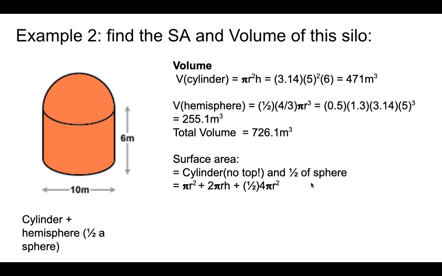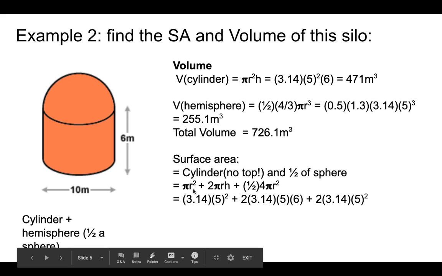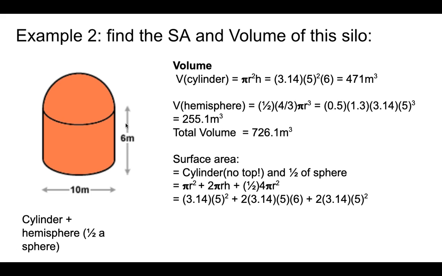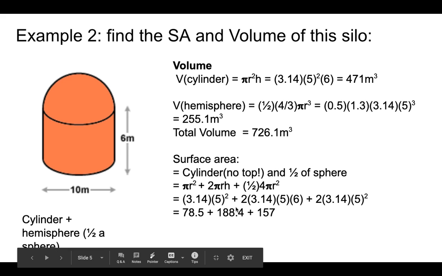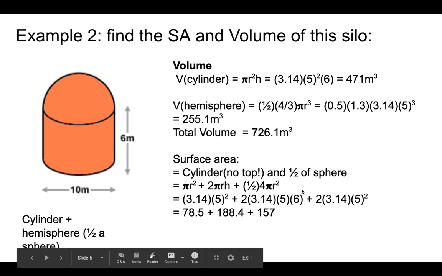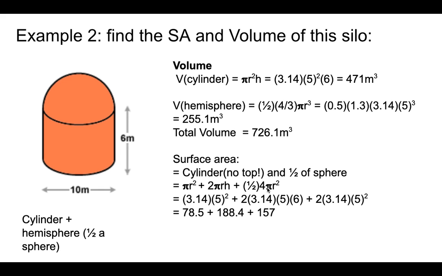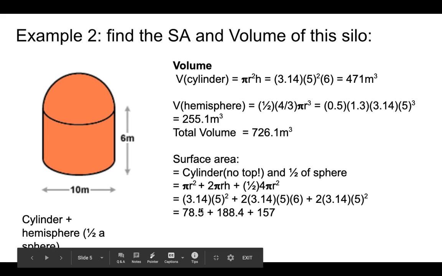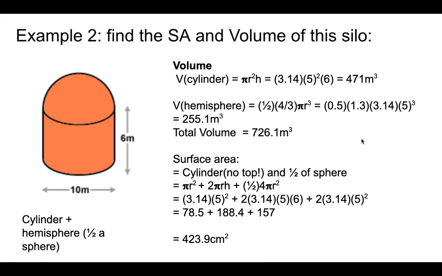Now we're going to put in all the numbers that we know. So every time we see a pi, I'm going to use 3.14. Every time I see an r, I'm going to use 5. And every time I see h, I'm going to use 6. So here are all the numbers put together, and now we're going to multiply those out. So this becomes 78.5, these become 188.4, and these become 157. I do highly recommend you try calculating these out to make sure you're getting the right numbers, or at least close to what I am. Remember, if you have a pi button, these will be slightly different, but close. Okay, so once we add all those up, we get 423.9 centimeters squared. So that is the surface area of the silo.